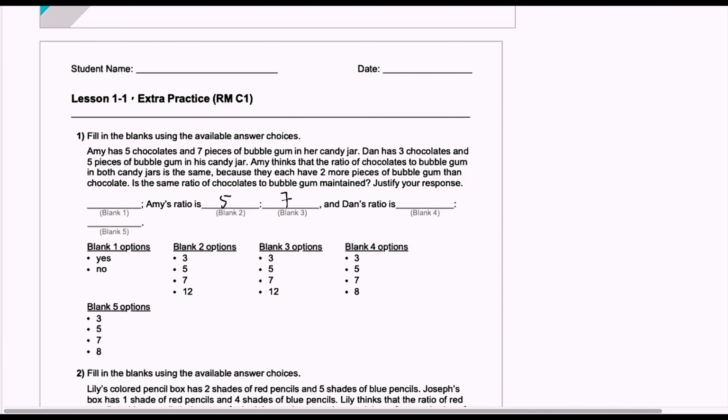Okay, and the second ratio for Dan is 3 chocolate to 5 bubble gum. Okay, what do you want to say? Emmy thinks that the ratio of chocolate to bubble gum in both candy jars is the same because they have two more pieces of bubble gum than chocolate.